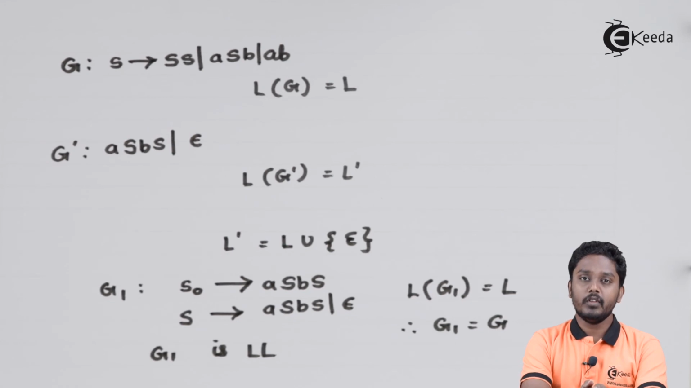From the coming videos, we will be discussing various properties of context-free languages such as closure properties and decidability properties, which we had discussed already for regular languages.